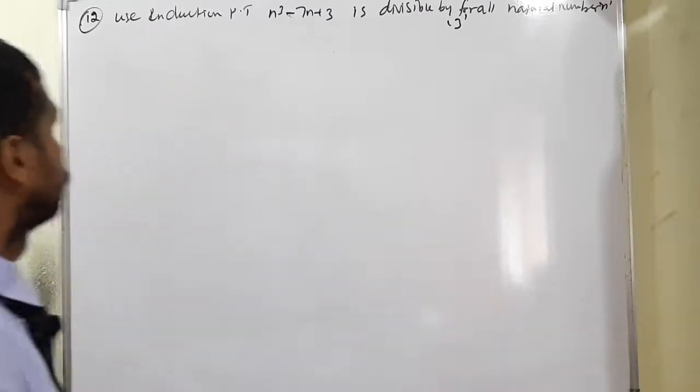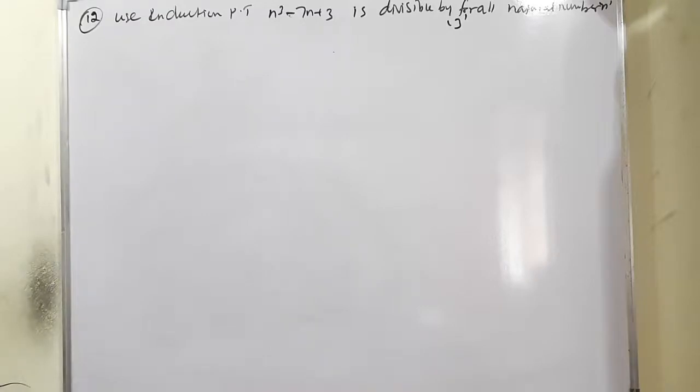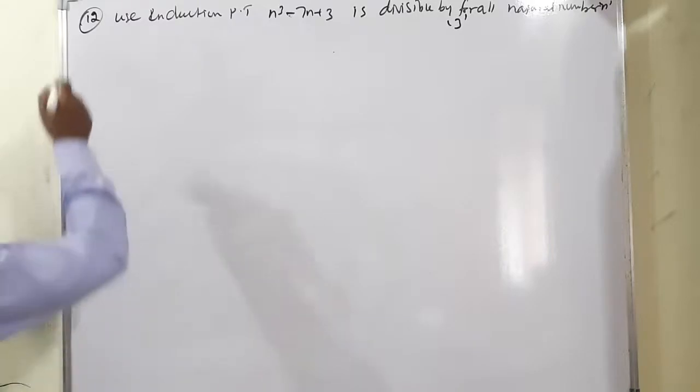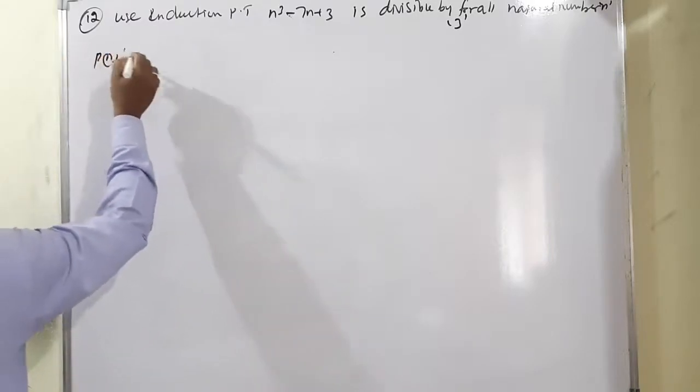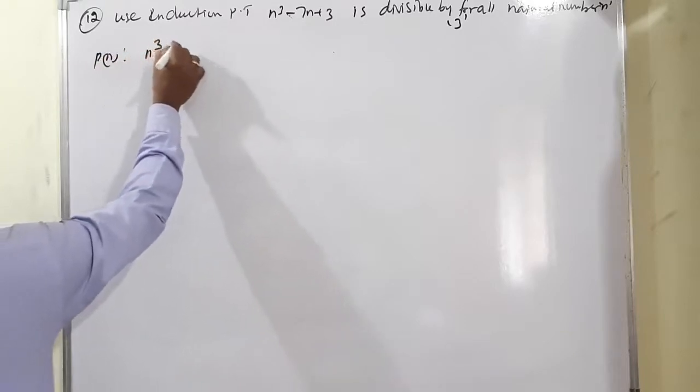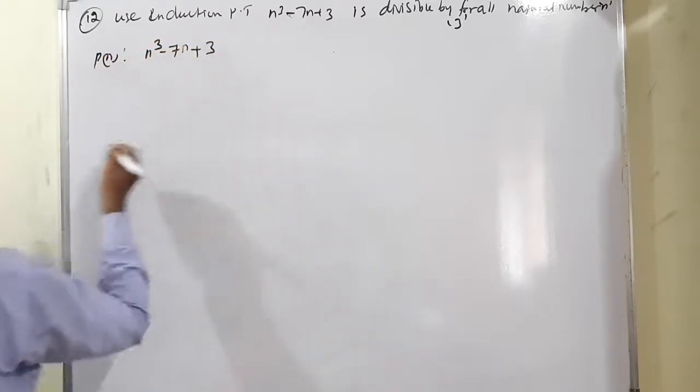I'm moving to question number 12. Use mathematical induction to prove that n cube minus 7n plus 3 is divisible by 3 for all natural numbers n. So first, consider P of n. P of n means n cube minus 7n plus 3.